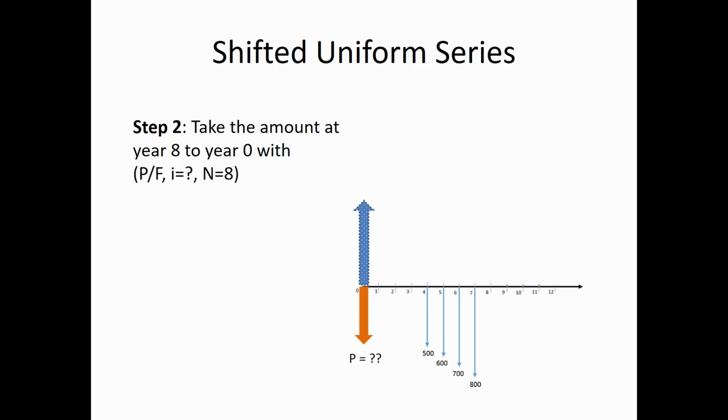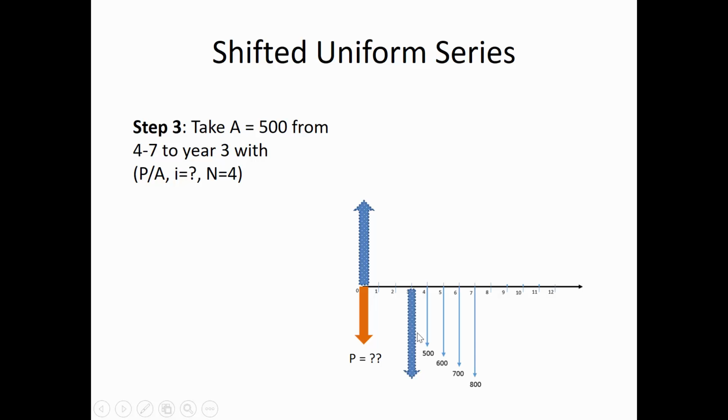All right, you can see where this is heading, right? We've got these amounts down here. They need to be moved around. So step 3, it's a toss-up. We could have done the gradient first, or we could do the annual series first. I'm saying, well, let's just do the annual series first. So we've got this A equals 500, and we've got 4 of them. And if we do P/A, that's going to move it to year 3. So there it is. And these amounts really aren't there anymore after you do the conversion.